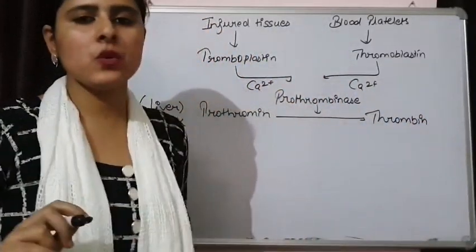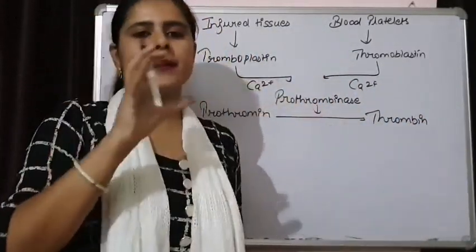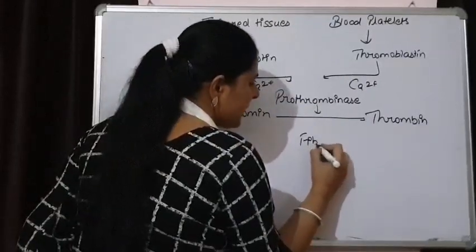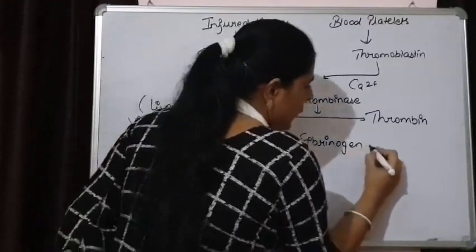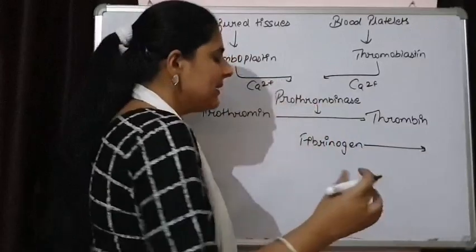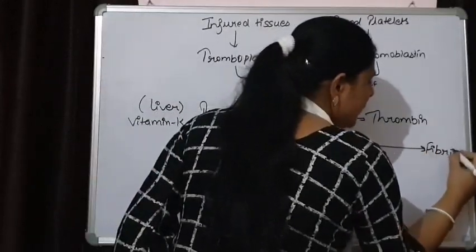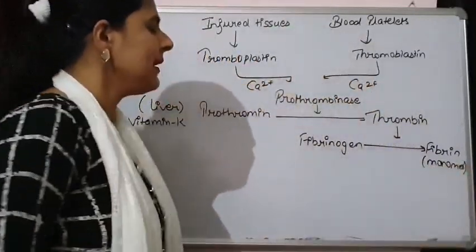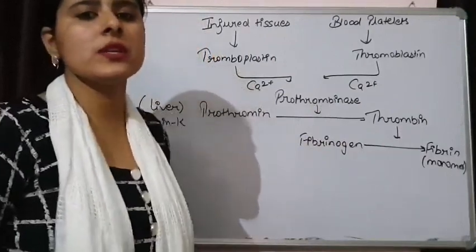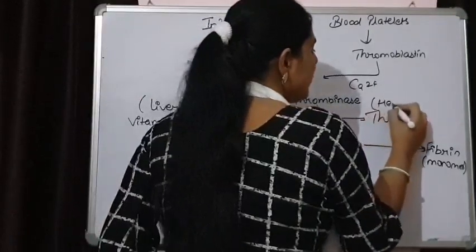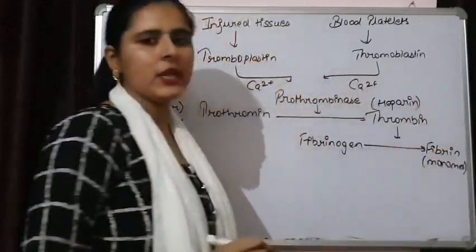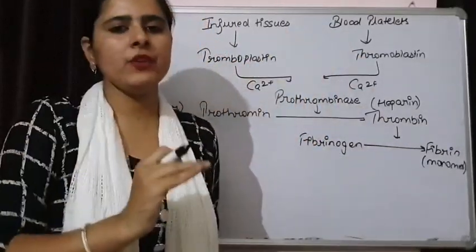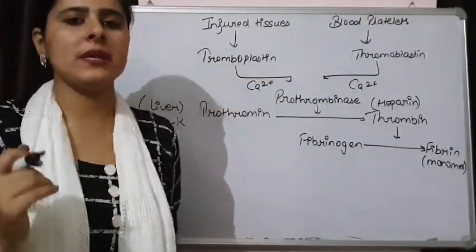And what is this thrombin going to do? This thrombin breaks down a polymer, fibrinogen, into its monomeric units. So fibrinogen is a big molecular polymer that is broken down into its monomeric form, fibrin. This prothrombinase is also responsible for the inactivation of heparin. Heparin is an anticoagulant. It prevents the clotting of blood. So at the site of injury, heparin will be inactivated so that clotting of blood can take place easily.